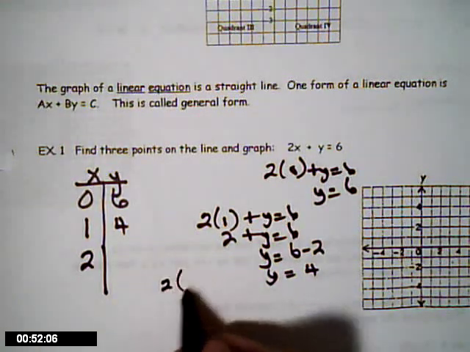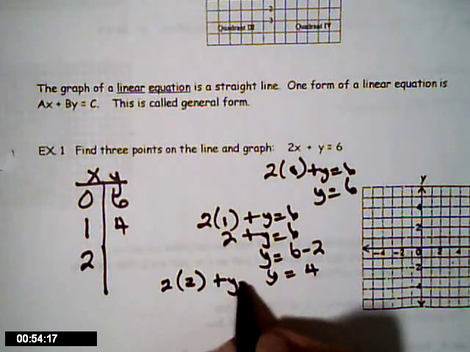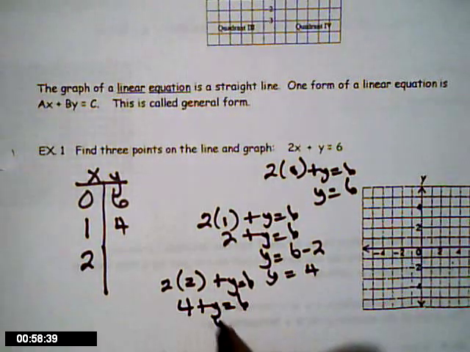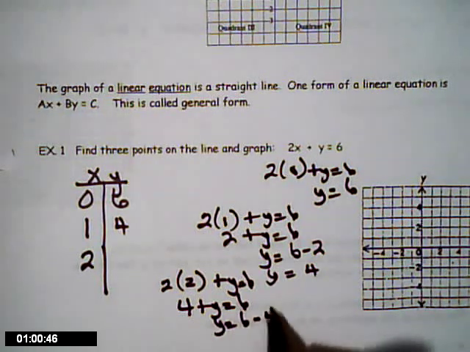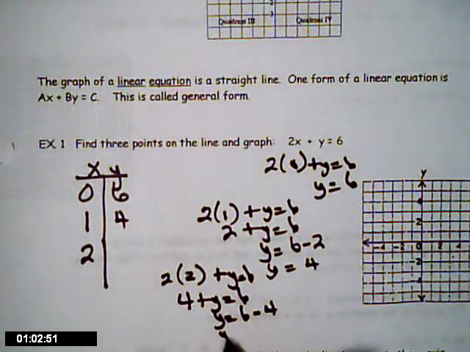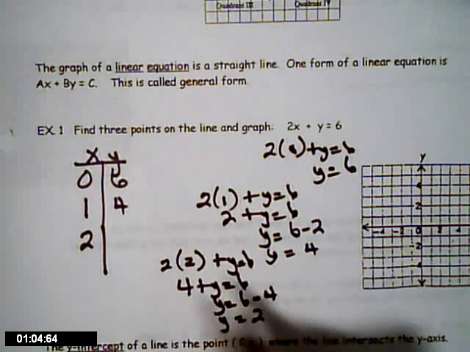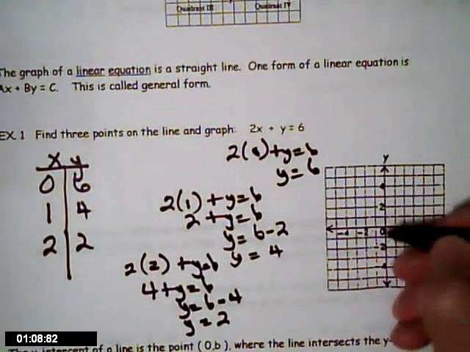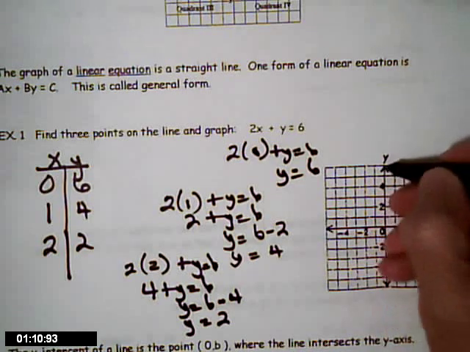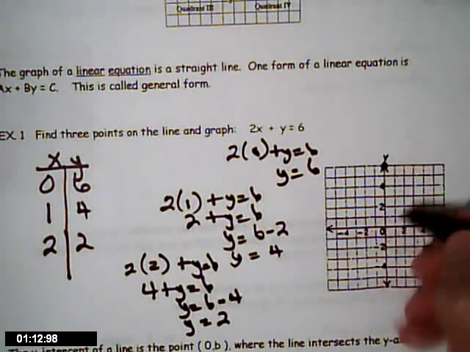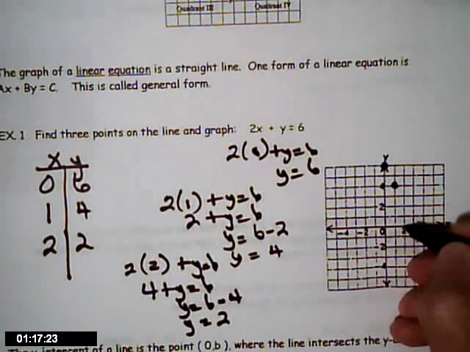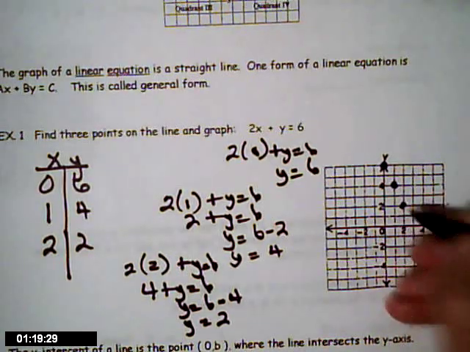We might want to try, I don't know, let's try 2. If we have 2 times 2 plus y equals 6, then we have 4 plus y equals 6. Or again, if we move the 4 across, it becomes a negative, so y is equal 2. Now if we plot those points, we have x is 0 and y is 6. We have x to be 1, y 4, x to be 2, and y is 2.